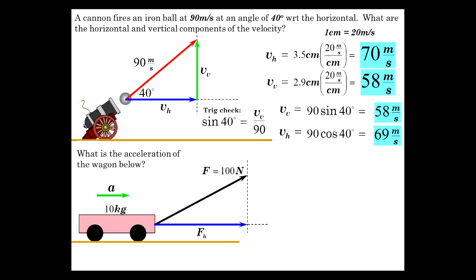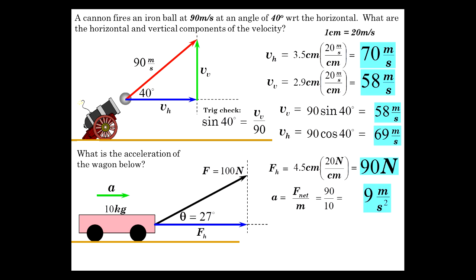I don't have all the forces shown on here. This is a 27-degree angle, by the way. There is a vertical component, and that vertical component does not contribute to the acceleration. It's perpendicular to it. Horizontal force, 4.5 centimeters, based on the measurement. Unscaled, 90 newtons. Then the acceleration is F net over m, 90 over 10, 9 meters per second squared. With trig, we can validate the horizontal, 100 cosine of 27, 89 newtons. So I consider it validated.